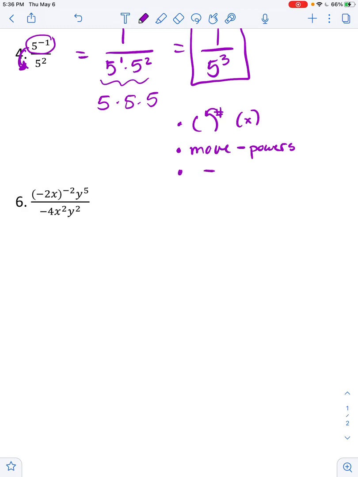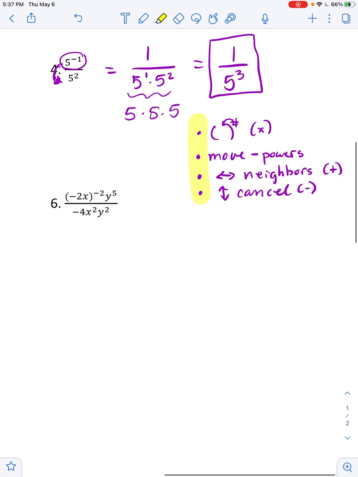And then I go on to doing the side-by-side neighbors like we talked about before. So if I have anything that's the same power sitting next to each other, I add their powers. And then lastly, I like to look top to bottom and see if I have repeats and go ahead and cancel those using subtraction. That is not like a rule that you have to do them in that order.